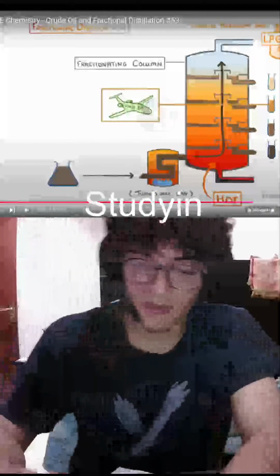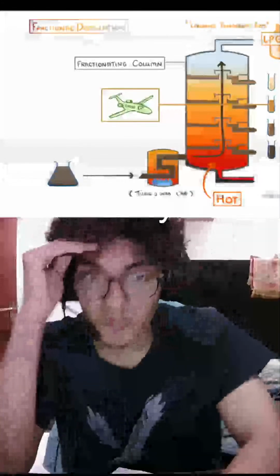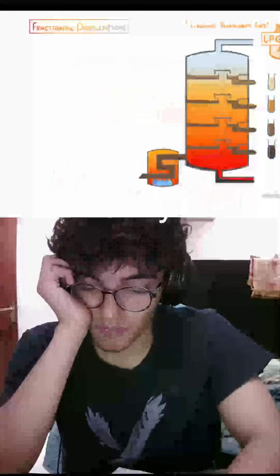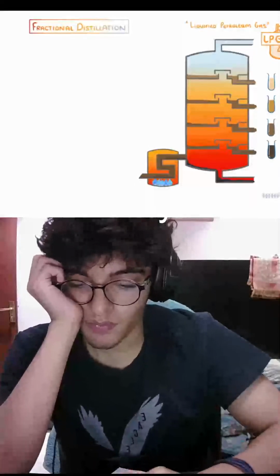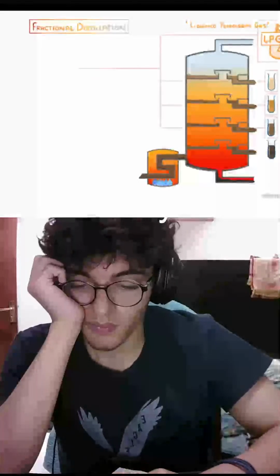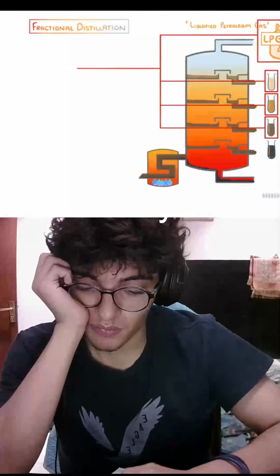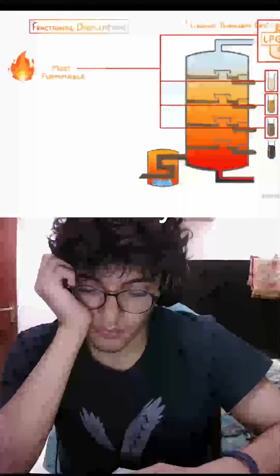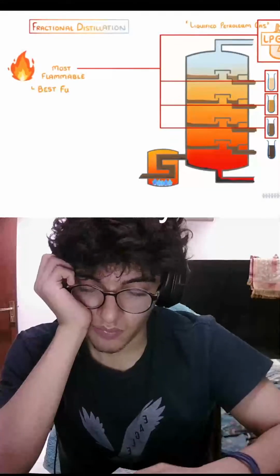Very short chain alkanes. If we compare these different groups or fractions, the ones towards the top, which are the shorter chains, are the most flammable, and so they tend to make the best fuels.